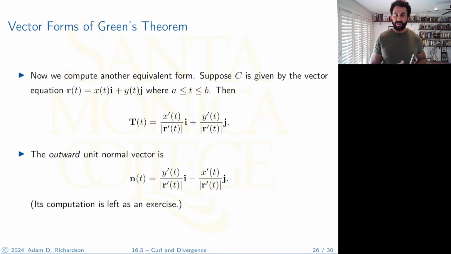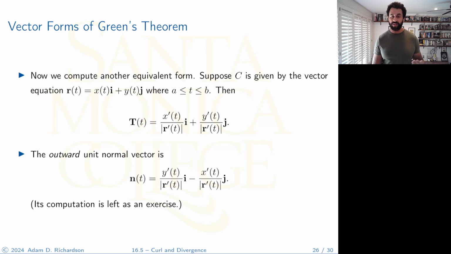Right, now we're going to get another form, and this is actually going to lead us more to something related to the divergence theorem. So suppose C is given by a vector equation r of t, then we can compute the unit tangent vector using the same techniques that we learned back in chapter 13. So T of t is this. We're just going to divide r prime of t by its length.